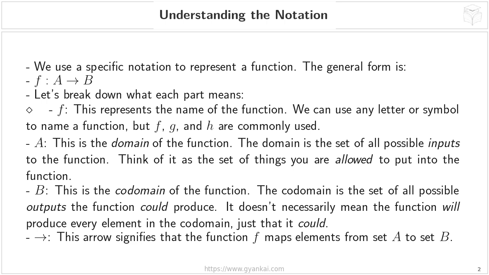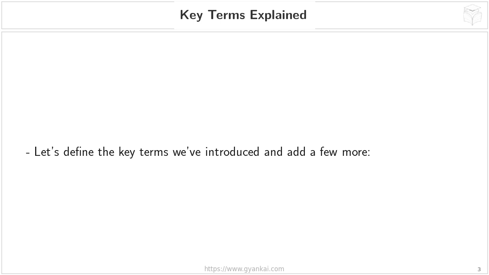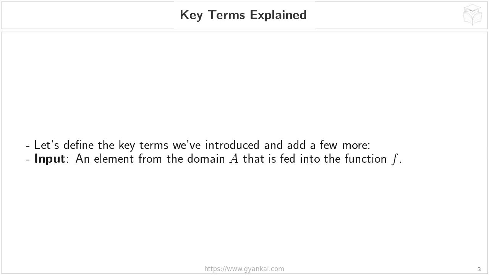Key terms explained. So let's move on to slide 3. As we discussed on the previous slides, we've already touched upon some important ideas about functions. Now, we're going to formally define those key terms and introduce one more crucial concept. Let's start with input. An input is simply an element taken from the domain, remember. The domain is the set of all allowable inputs to our function. We feed this input into the function, and the function then does something with it.